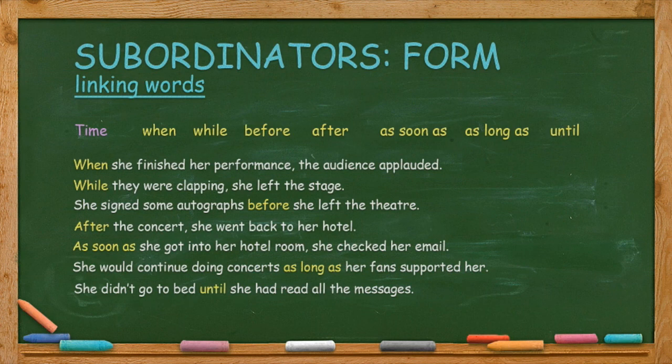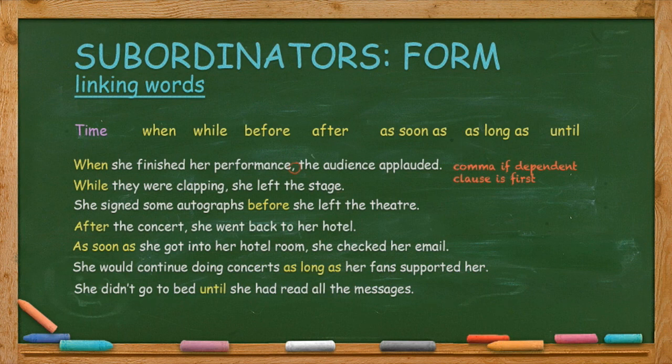Let's look at the form for the different subordinators, beginning with time. When, while, before, after, as soon as, as long as, until. When she finished her performance, the audience applauded. Remember the comma if the dependent clause is first. While they were clapping, she left the stage.